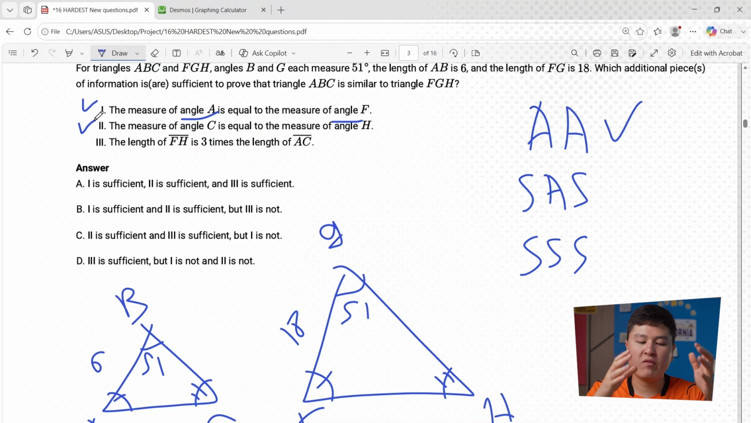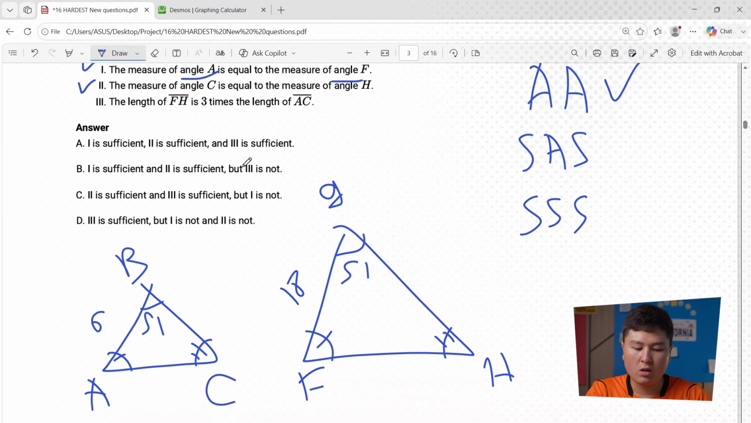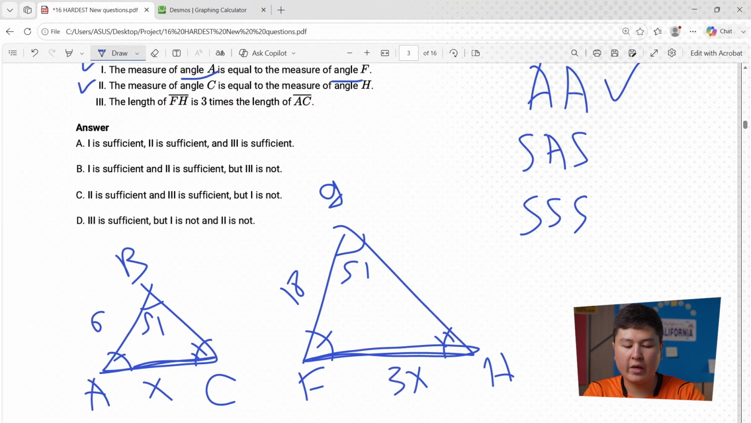And the length of FH is 3 times the length of AC. So FH is this side, is 3 times the AC. So if AC is X, FH is 3X. But is it sufficient? No.